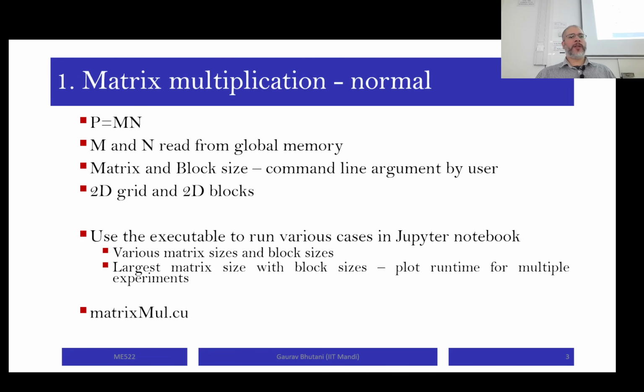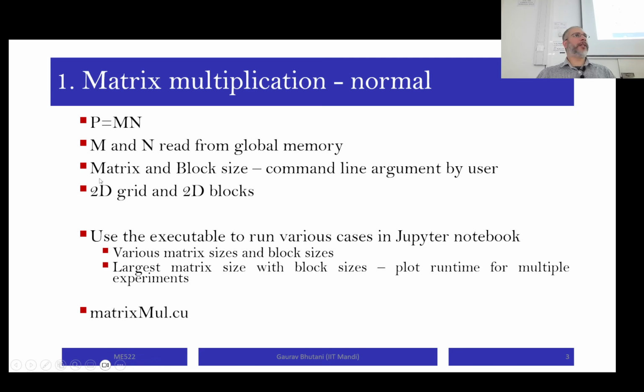So the first code we'll work with is a simple matrix multiplication. I call it case 1, matrix multiplication normal. That's the code that I had shown you, but I'll show the code to you again. What we'll do is multiply two matrices M and N to give you the matrix P. M and N both are read from the global memory, so there is no shared memory tiling enabled here.